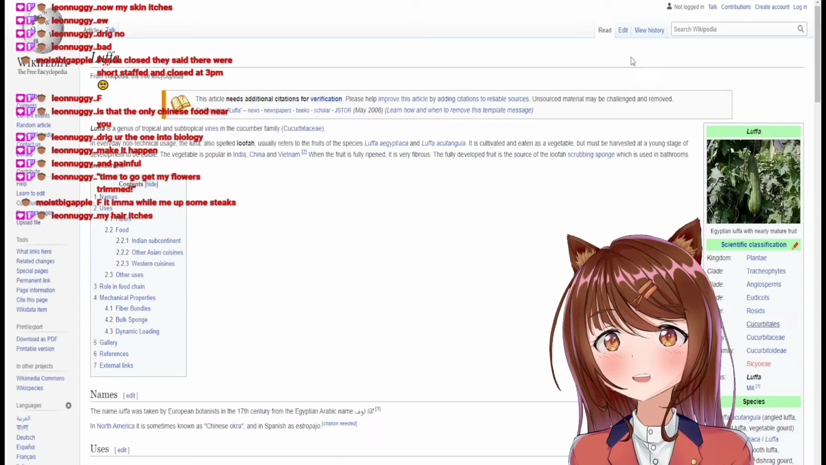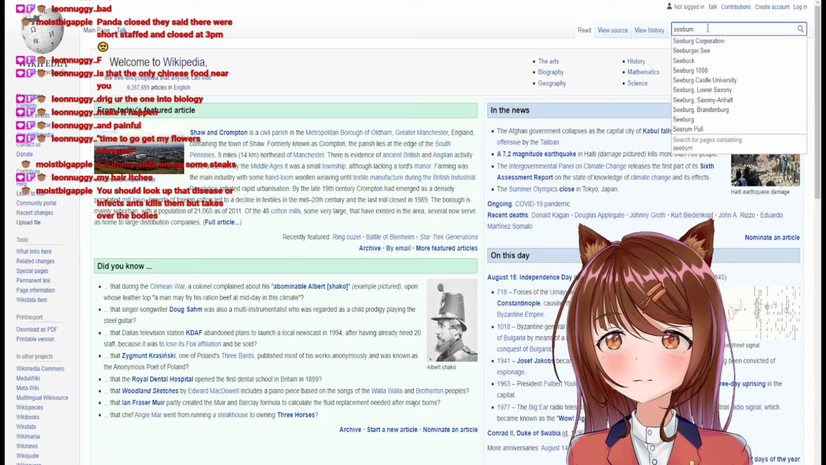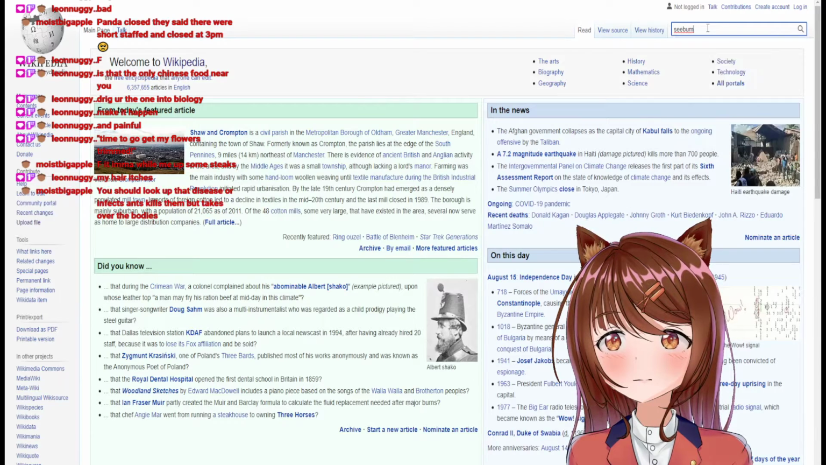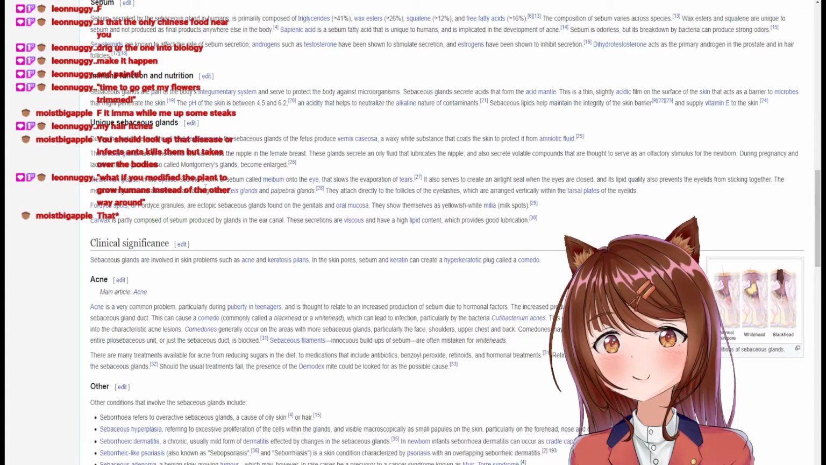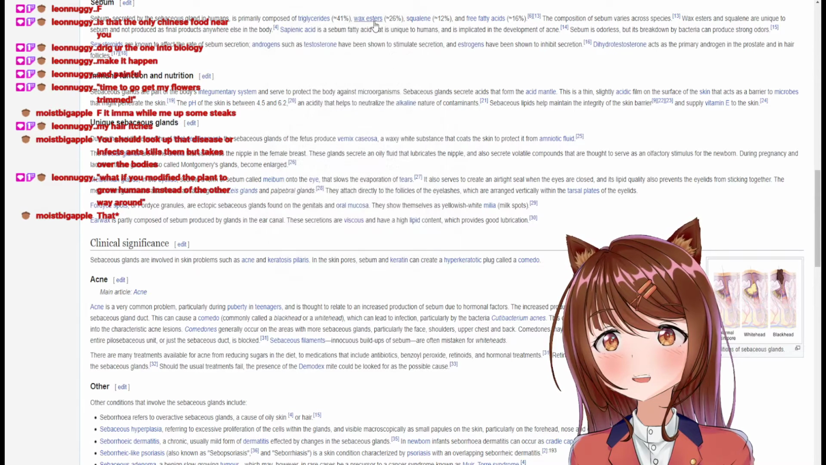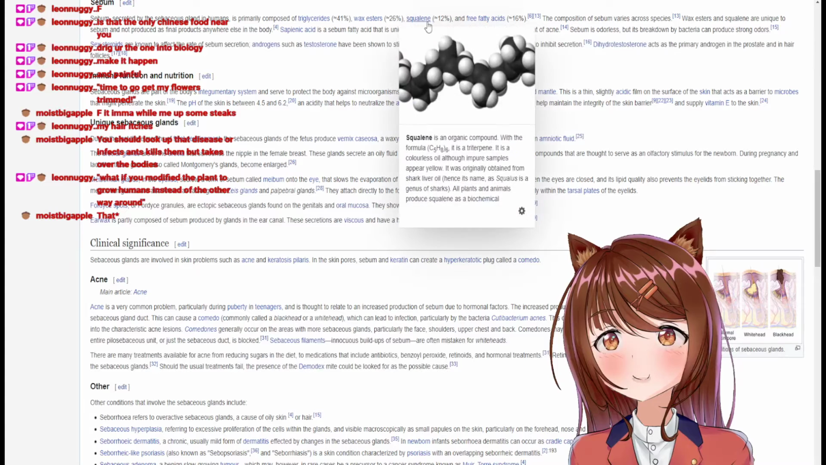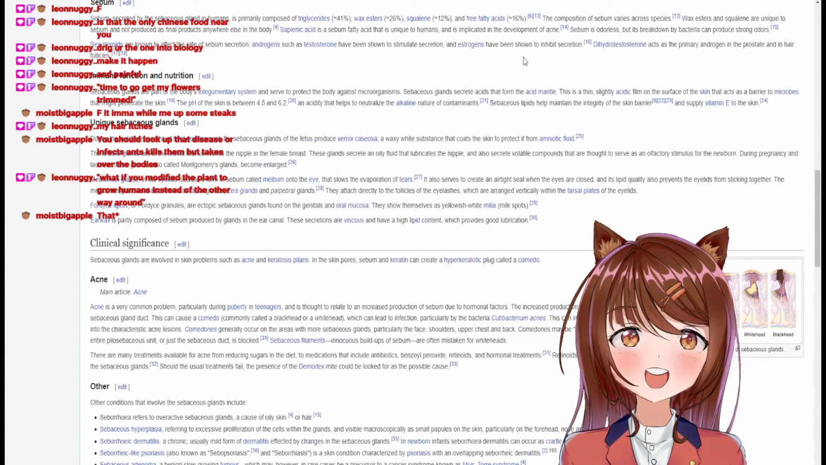Here, let's do the Wikipedia. Let's open another one. What is sebum? There it is. Sebum secreted by the sebaceous glands in humans is primarily composed of triglycerides, wax esters, squalene, and free fatty acids. Nutritious! See?